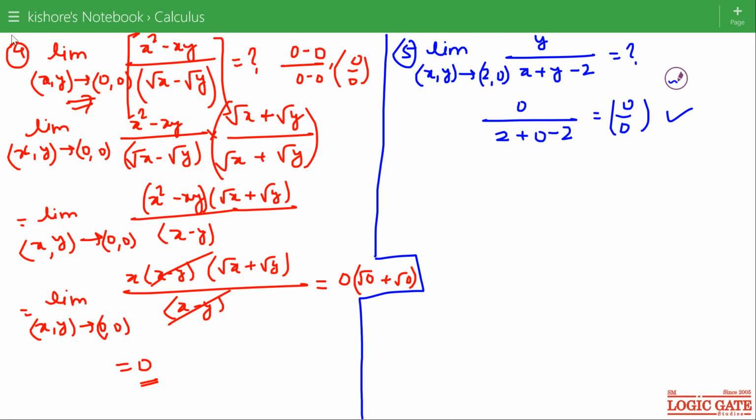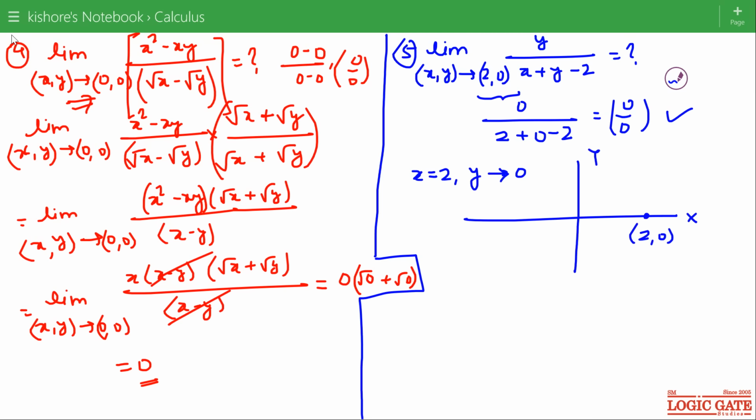Now to solve this problem, what we will do, we will approach the point 2, 0 from the y-axis, where x is constant. We will keep x as 2, and we will approach the point with y tending to 0. Suppose this is the x-axis and this one is the y-axis, and the point is x is 2 and y is 0. This is the point, and here we are approaching the point through the line which is parallel to the y-axis, where x is 2.